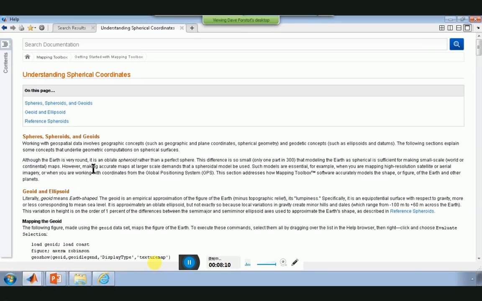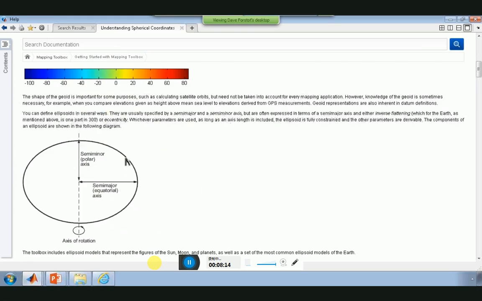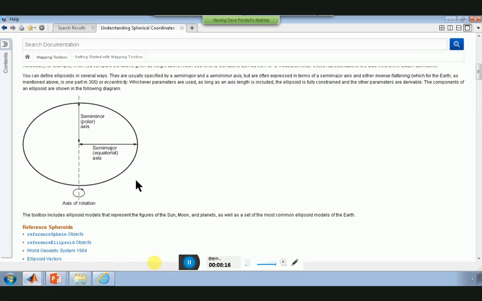So looking specifically at understanding spherical coordinates, we cover the idea of the geoid and the ellipse and ellipsoid that we just mentioned. And I've used ellipsoid and ellipse interchangeably. An ellipse is a two-dimensional construct. An ellipsoid is what would be created if you rotated that ellipse around that semi-minor axis. So what this is saying is the Earth's a little bit shorter than it is wide, if you think about north or the semi-minor axis being up.